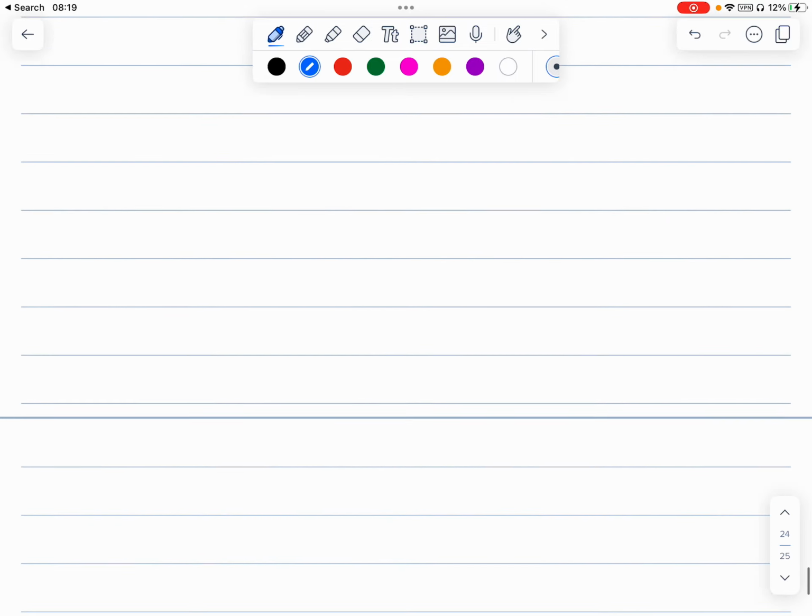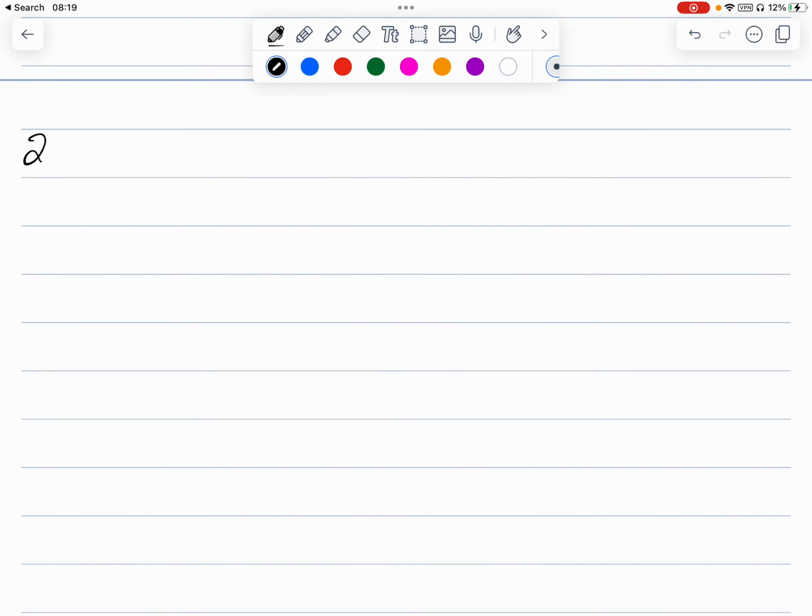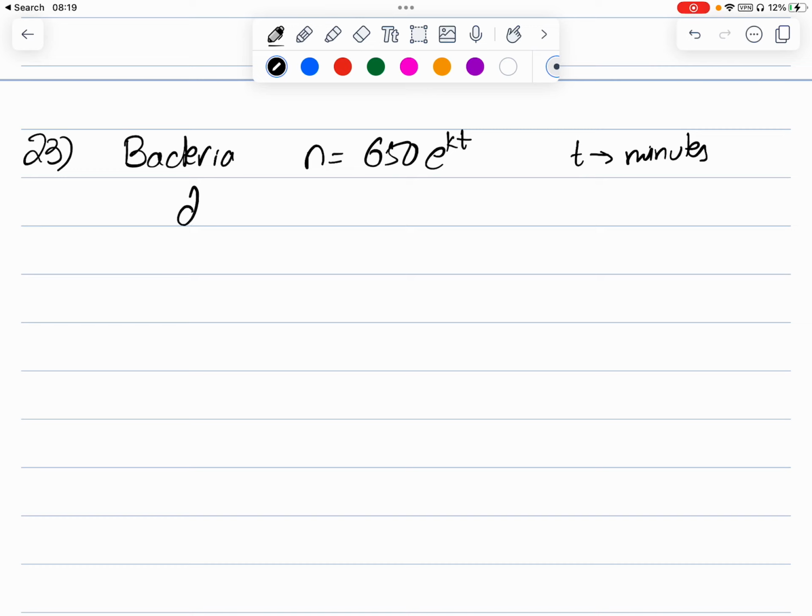Coming to question number 23. In 23 again, it is given that the growth of a bacteria follows this formula. The population is given by n equals 650 e to the power of kt, where t is the time in minutes. Then the number of bacteria doubles every 20 minutes. The question is, find k.